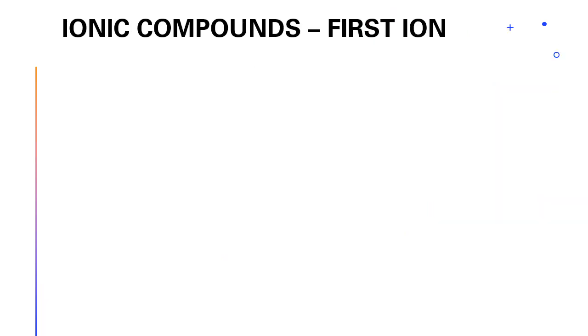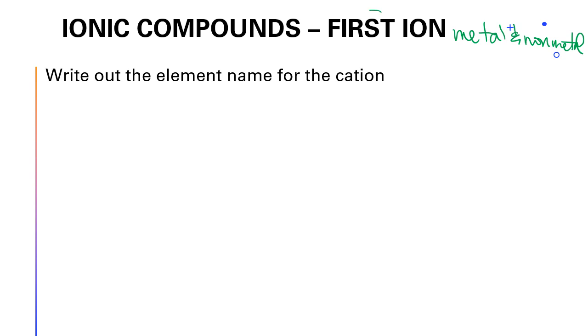Now we're going to go for ionic compounds. Remember that ionic compounds have a metal and a nonmetal, or a metal and a polyatomic ion. So these guys come from the opposite ends of the periodic table. The first ion in an ionic compound is the cation. The cation is the positively charged ion. The positively charged ion is always written first.